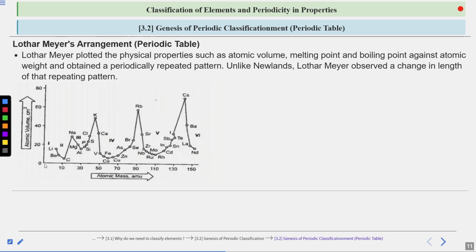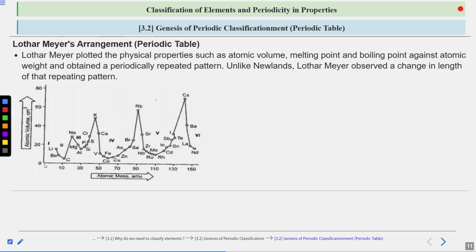Now, this is the graph that he plotted. Start from the lithium, which is at the left side, then beryllium, then carbon. You can see that after carbon, there is a rise in the graph at the sodium point. Then again, it goes down: sodium, magnesium, and aluminum. Next, it again started to rise: silicon, then phosphorus, sulfur, chlorine, and again potassium.